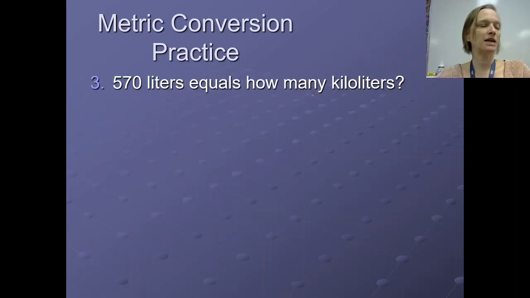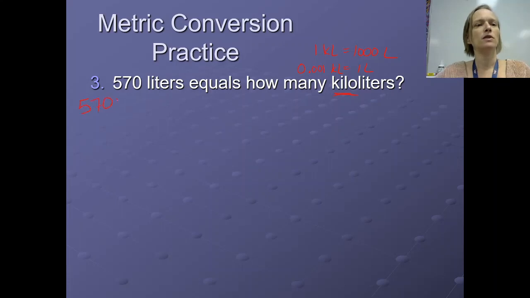570 liters equals how many kiloliters? Kilo means 1,000. So 1 kiloliter is the same as 1,000 liters. Or if you reverse that, you might know that 1 liter is the same as 0.001 kiloliters. Both of these conversion factors work. It doesn't matter which one you use. So whichever set of conversions is easier for you to memorize, go with it.